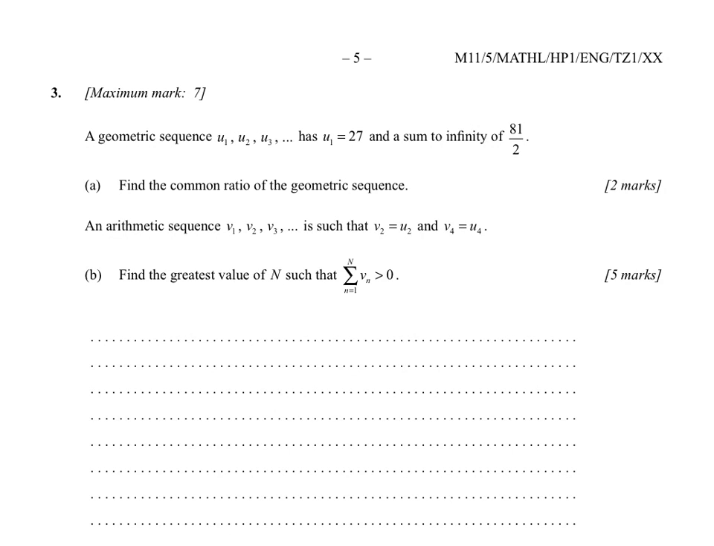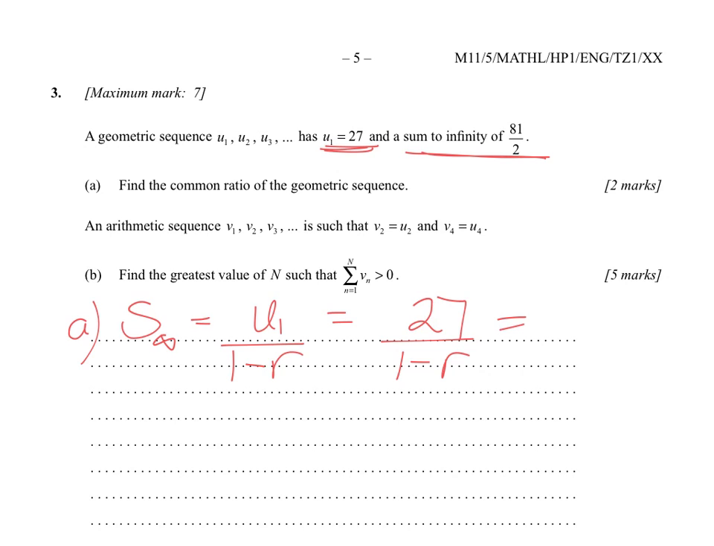It is May 2011, paper 1, time zone 1, question 3. It's a question about geometric sequences, and they give you enough information that you can set up an equation because they give you the first term and they give you the sum to infinity. So for part A, we're going to be using our sum to infinity formula, which is u1 over 1 minus r. And in this case, we know u1 is 27 over 1 minus r, and we know that's equal to 81 over 2, because we're told that in the first line.